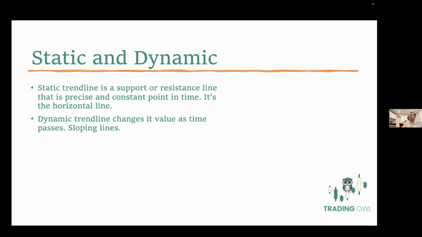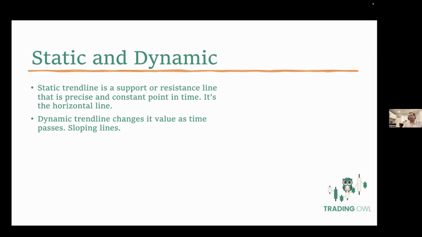Trend lines again are of two types, static and dynamic. A static trend line is nothing but a horizontal line where the price is predefined, one particular price, and that price will never change. In the case of Nifty, 18,887 was a horizontal line, a static trend line. That was a resistance until it broke out, and now it has become a support.